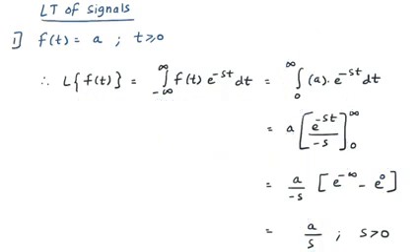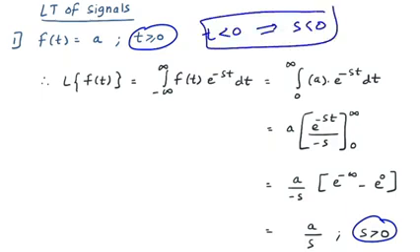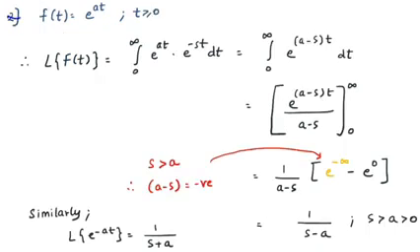Now your question might be why s is greater than 0? Because your time is greater than 0, that is the reason your s is greater than 0. If your time would be less than 0, then respective s is also less than 0. This s is nothing but the region of convergence where you will get the finite value and the system is stable. So now we are going for the next question.